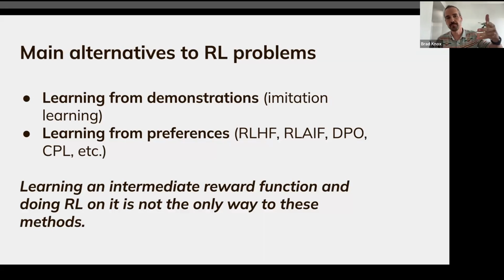But even if you do these methods, there are categories of these methods that learn an intermediate reward function and then do RL on that reward function. And for those versions of these methods, the content of this talk is appropriate too, because you can assess the alignment of those reward functions.